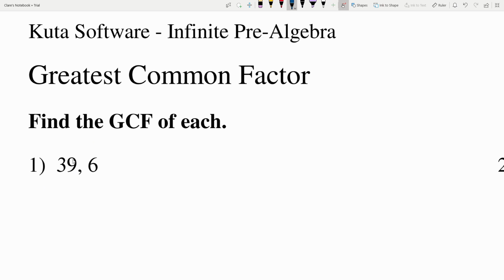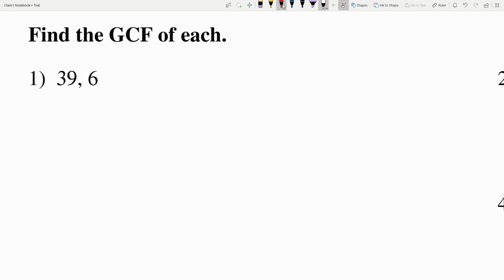So let's take a look at number 1. In number 1, we're going to find the greatest common factor of 39 and 6. What I like to do is take the smaller number and find the factors of it. Looking at 6, the factors of 6 are 1 and 6, and then 2 and 3. From those factors, we ask ourselves, which of these is the greatest one that also divides 39? 1 divides 39, so far that's the greatest. 2 does not divide 39, so 1 is still the greatest.